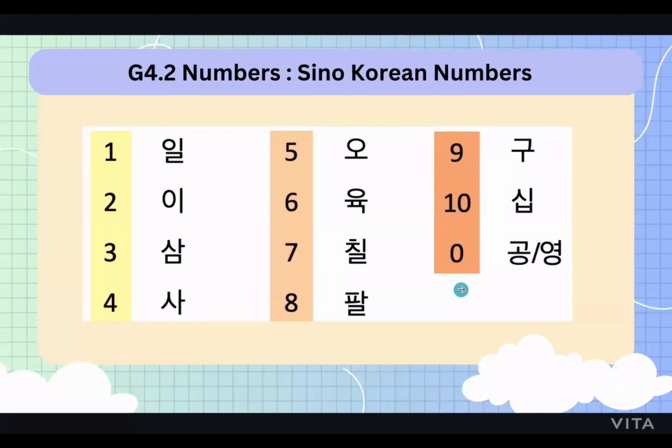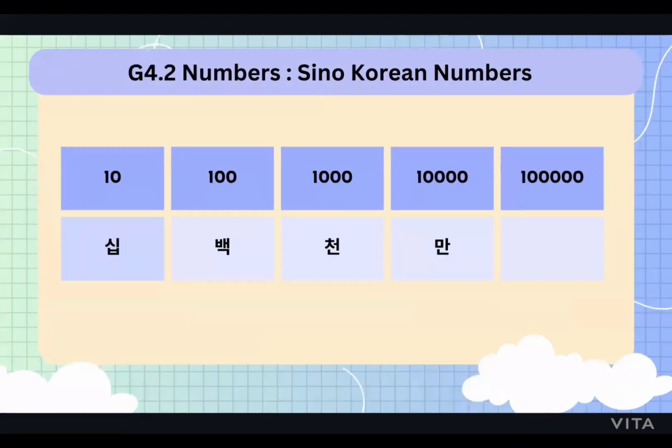Okay, then what about Sino-Korean numbers, the bigger numbers? Okay, so this is 10, 100, 1000. 10,000 is 만. Then what about 100,000? In this case, please divide it before the 만 part, right? Then you can say, what is this number? 그렇죠. This is a 10이 되겠죠. So you should say 10만이 돼야 합니다.